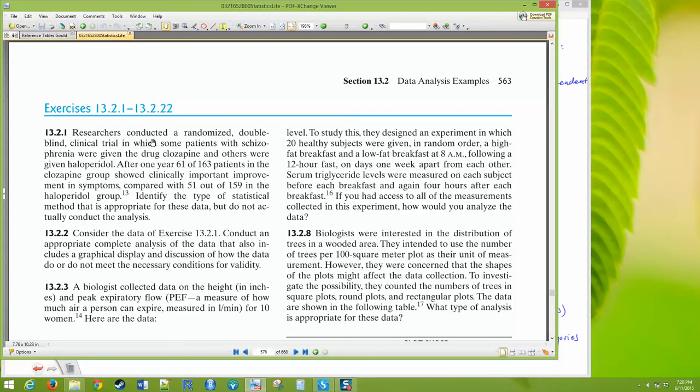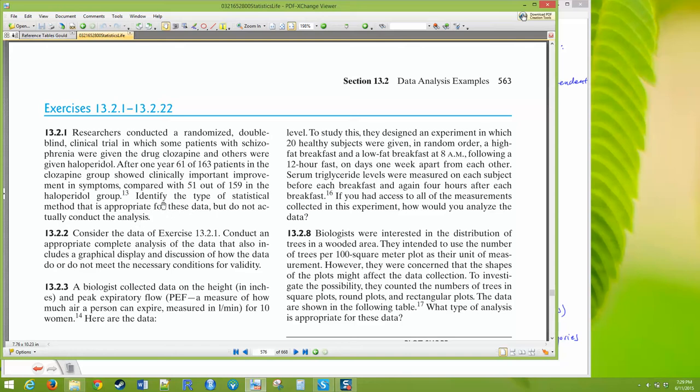It says, researchers conducted a randomized double-blind clinical trial in which some patients with schizophrenia were given the drug clozapine and others were given haloperidol. After 1 year, 61 of 163 patients in the clozapine group showed clinically important improvement in symptoms compared with 51 out of 159 in the haloperidol group. Okay, so don't shout out your answer, just think of your answer here. Identify the type of statistical method that is appropriate for this data, but don't actually conduct the analysis.